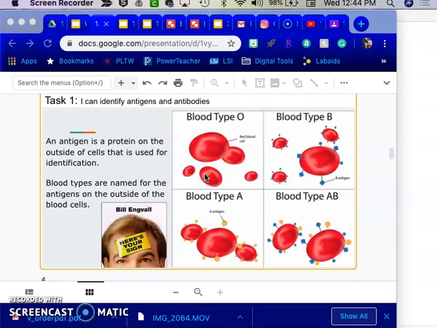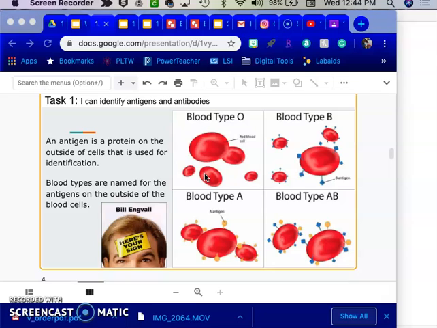So we have four major blood types. We have type O, type B, type A, and type AB. Type O has no antigens. You know how it has no sign. So type O could really be called type 0. There's 0 antigens on the outside of it.